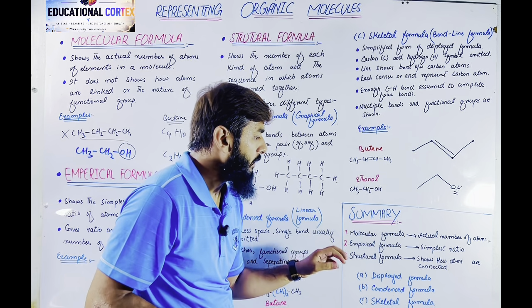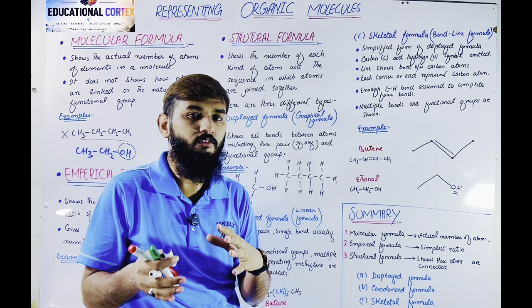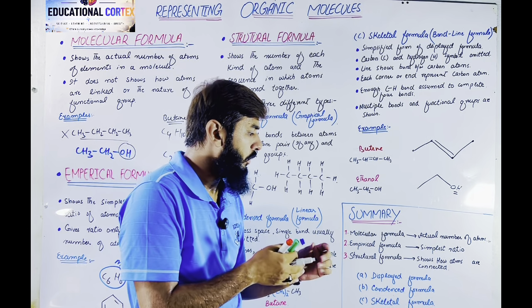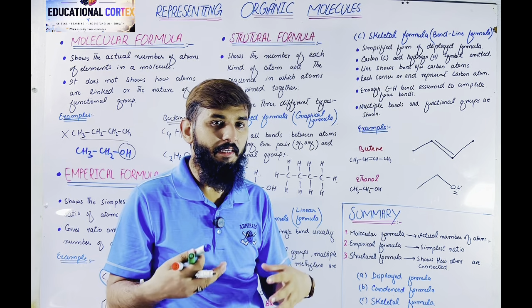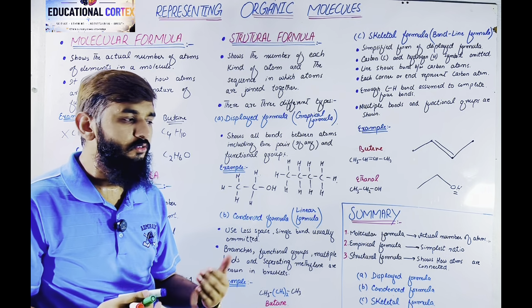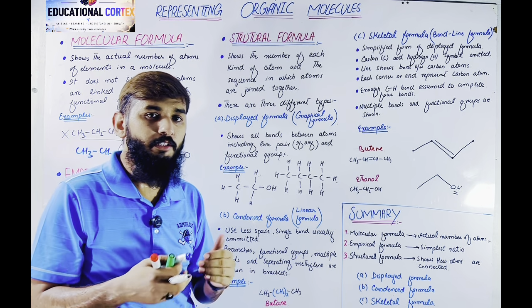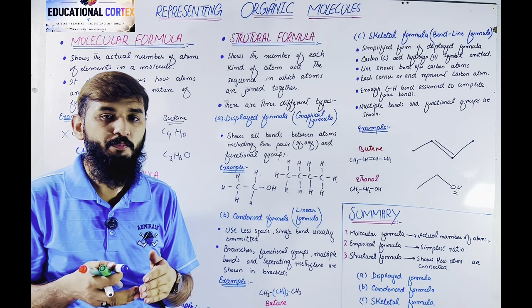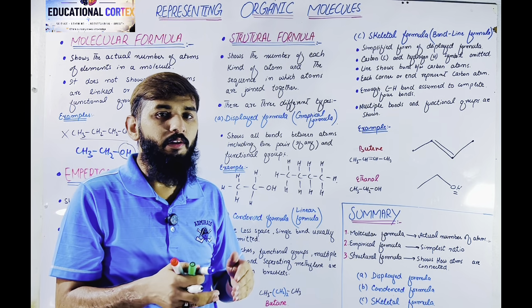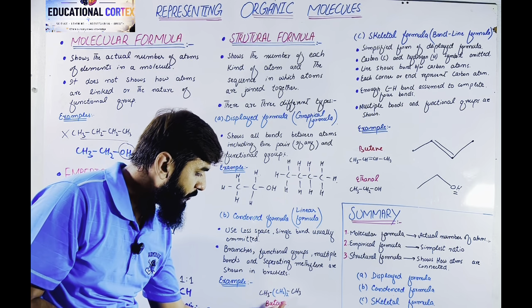Now summarize the whole topic. Molecular formula talks about the actual number of atoms, whereas empirical formula shows the simplest ratio of the atoms of a molecule. Structural formula shows how atoms are joined together and how atoms are connected, and the atoms are connected in three ways. First, in displayed formula, in which all the bonds of an organic compound are shown. Second is condensed formula, in which the same groups present in the compound are written in a bracket and the number of groups is written in subscript, like that.